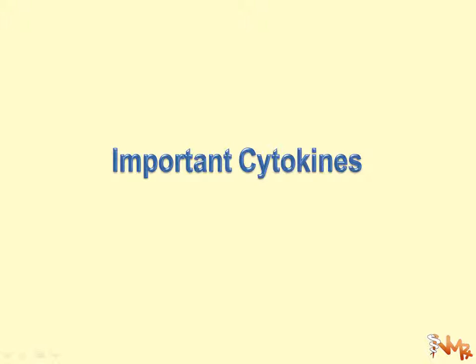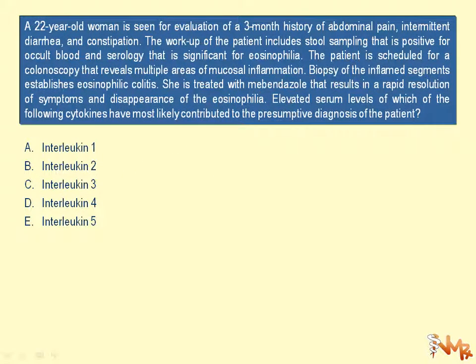It's a good time for us to talk about important must-know cytokines. Before I do that, let's start with this good case scenario. A 22-year-old woman is seen for evaluation of a 3-month history of abdominal pain, intermittent diarrhea, and constipation. The workup of the patient includes stool sampling that is positive for occult blood and serology that is significant for eosinophilia. The patient is scheduled for a colonoscopy that reveals multiple areas of mucosal inflammation.